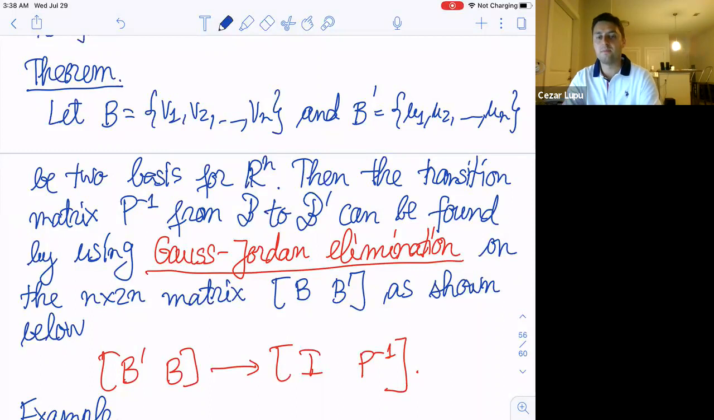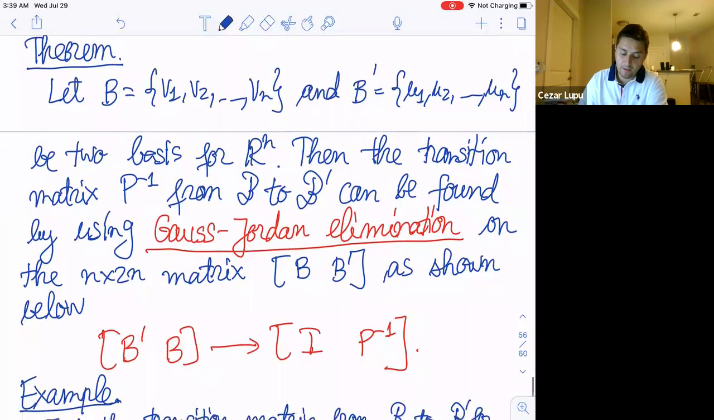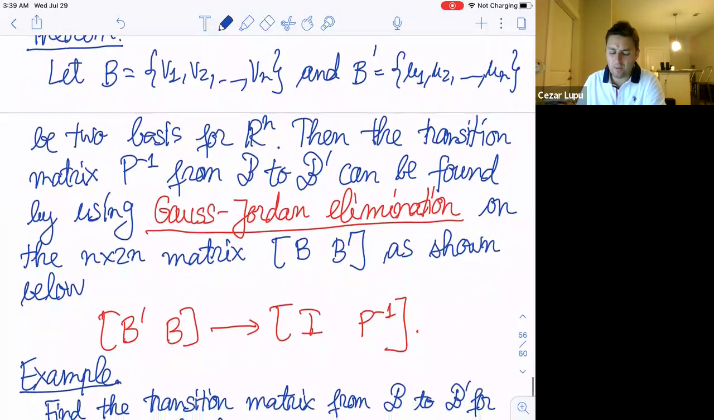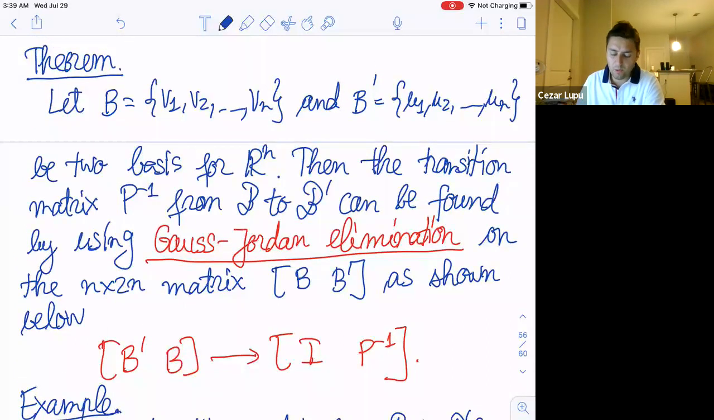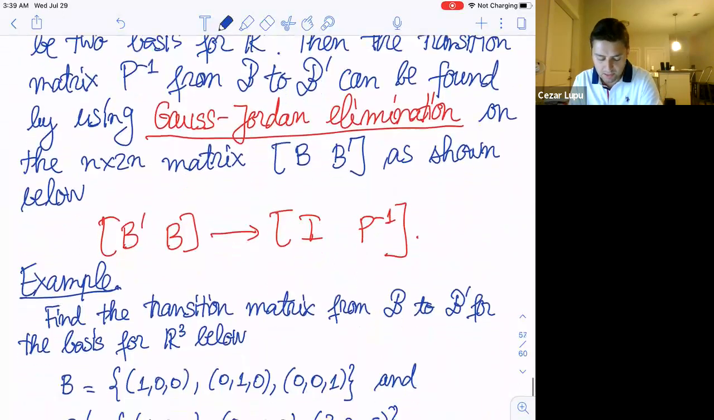So this goes back to the first chapter, the second lecture, a long time ago, but we have used this procedure over and over again. So we can perform the Gauss-Jordan elimination on the n by 2n matrix B prime B. So if I put these two bases here, B prime B, this will be the n by 2n matrix, which will consist of the identity and the inverse. Well, you have been used with this notation, but let's see an example.